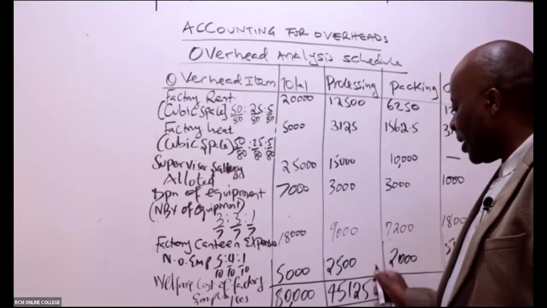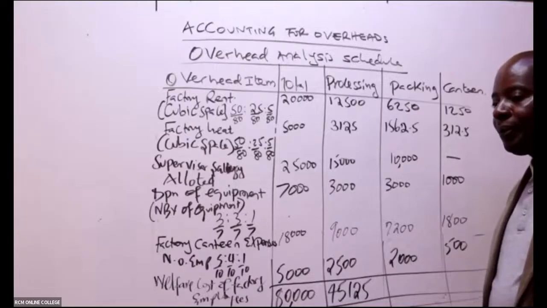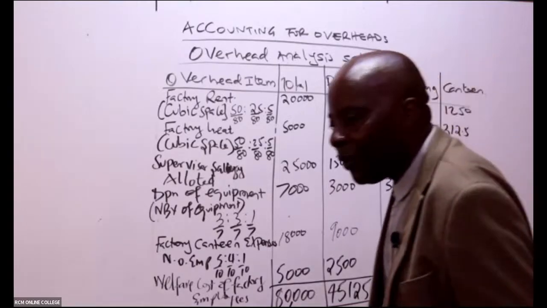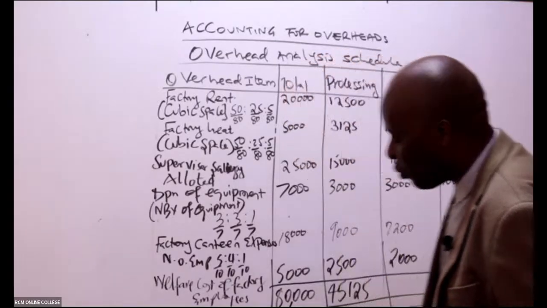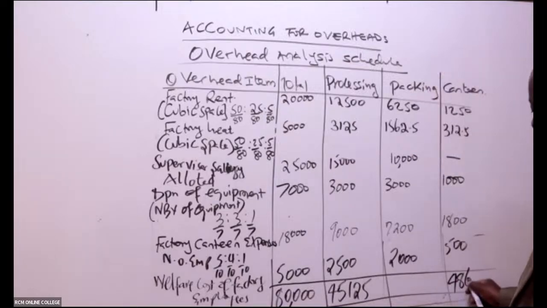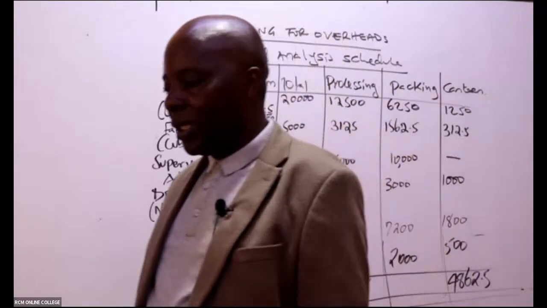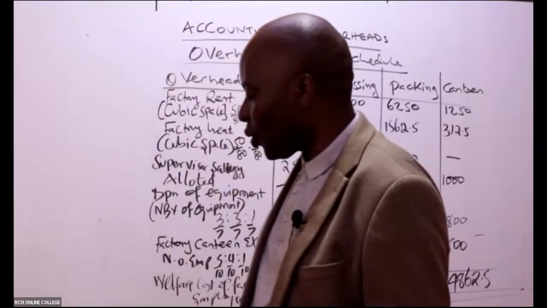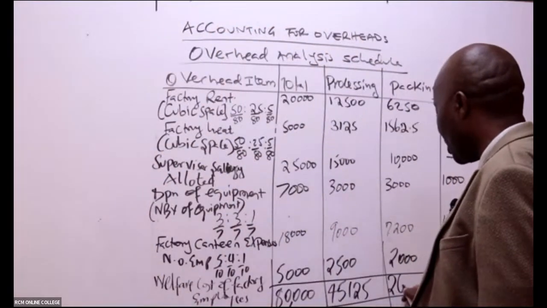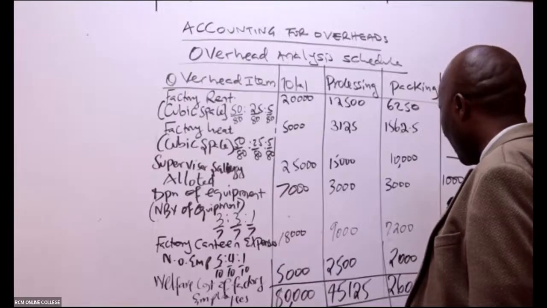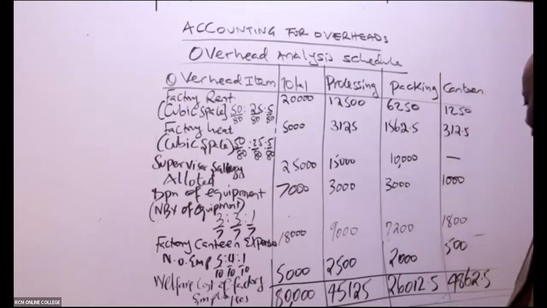45,125. Then go to canteen, already I'm being given a figure: 48,62.5. Thank you very much. And then now we have packing. Packing is 26,012.5. Can you kindly confirm that when you take this plus this, you're going to get 80,000?